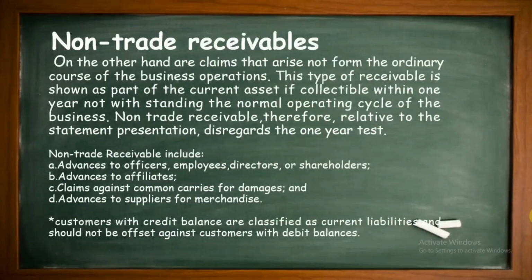Next is non-trade receivable. On the other hand, these are claims that arise not from the ordinary course of business operations. This type of receivable is shown as part of the current asset if collectible within 1 year, notwithstanding the normal operating cycle of the business. Non-trade receivable, therefore, relative to the statement presentation disregards the 1 year test.